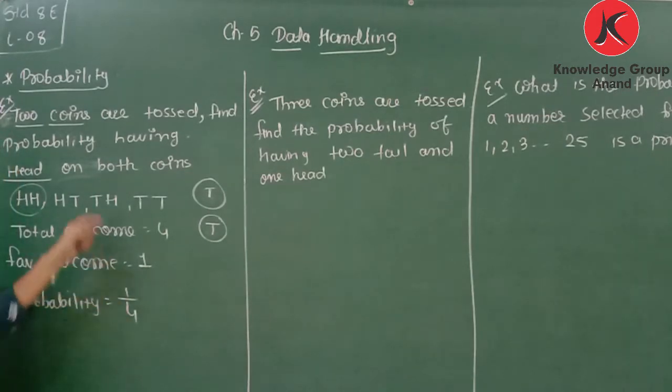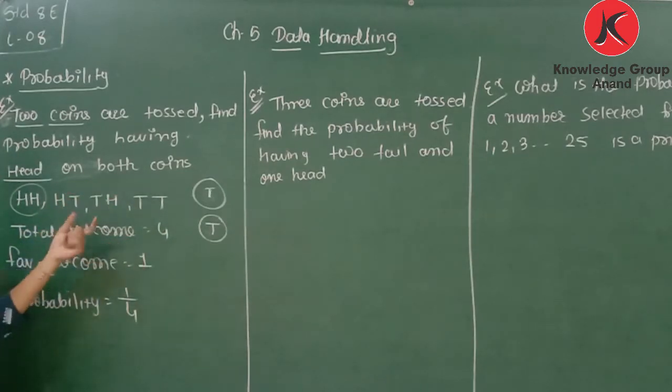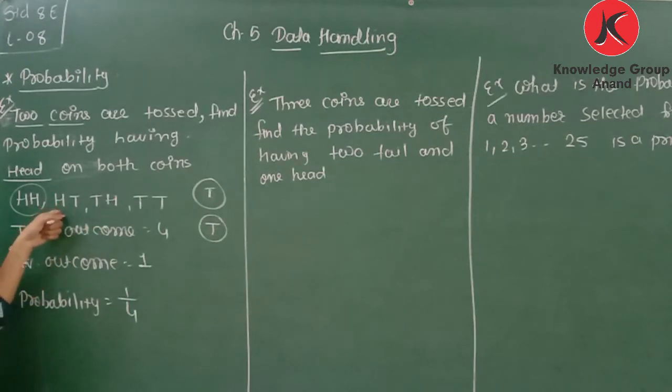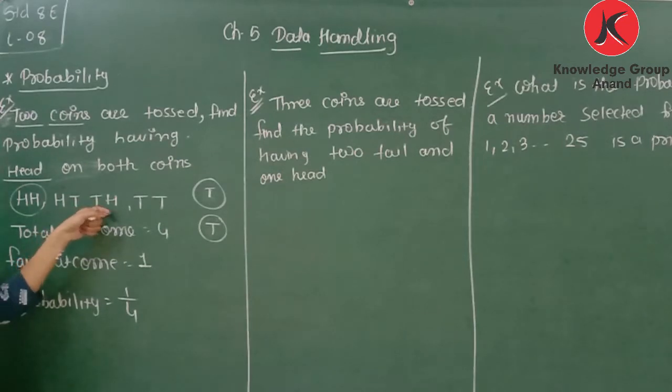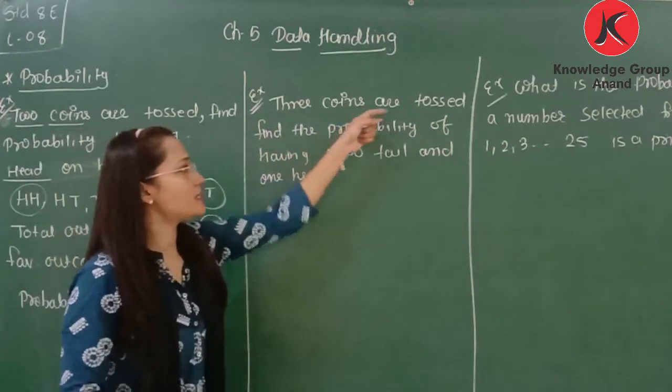If the question is about having head and tail on the coins, there are 2 possibilities. In the first coin that will be head and the second coin tail. In the first coin there is tail and the second coin there is head. So there are 2 possible outcomes, 2 by 4. Clear?